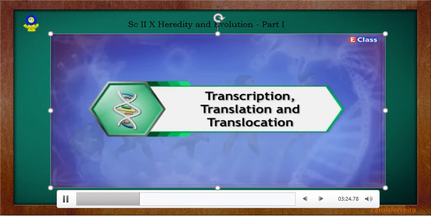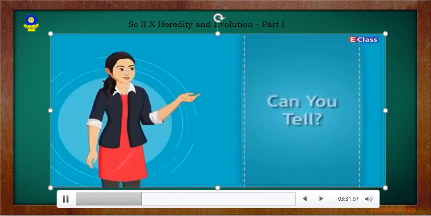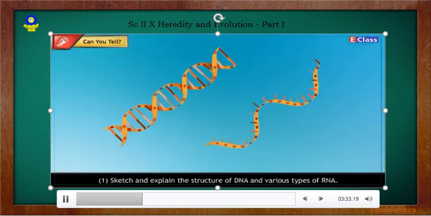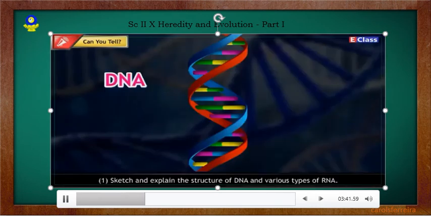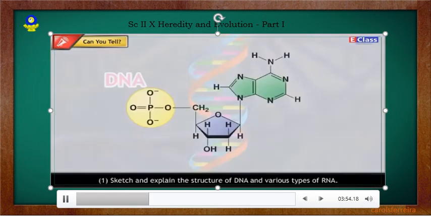Transcription, translation, and translocation. Can you tell? Sketch and explain the structure of DNA and various types of RNA. Answer. 1. DNA. 1. DNA molecule is a double helix consisting of two strands. Each strand of this helix is made up of nucleotides.